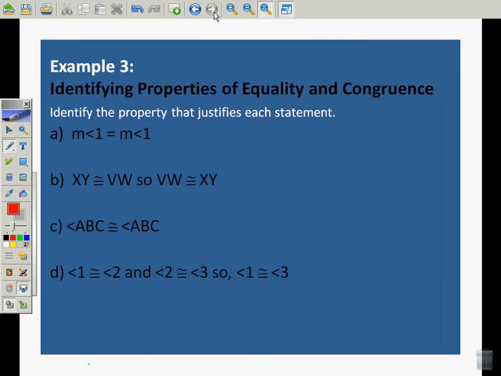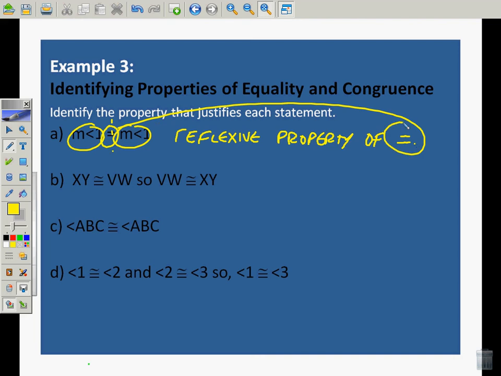When we go to look at these things, let's identify what we are doing. For the first one, the measure of angle 1 is equal to the measure of angle 1. The distinction we're going to make here is it's like a mirror, same on both sides. So it's going to be the reflexive property of equality. Reflexive property of equality. Okay? Because the equal sign is the equal sign.